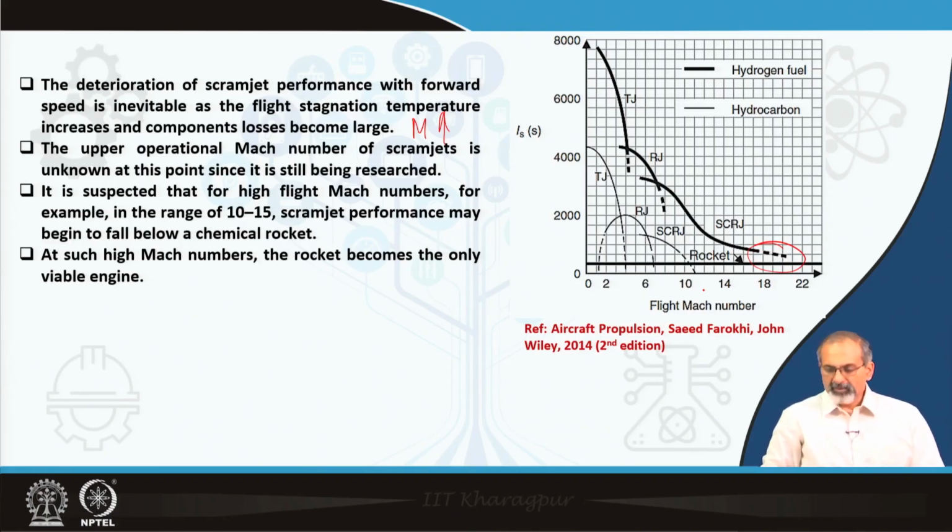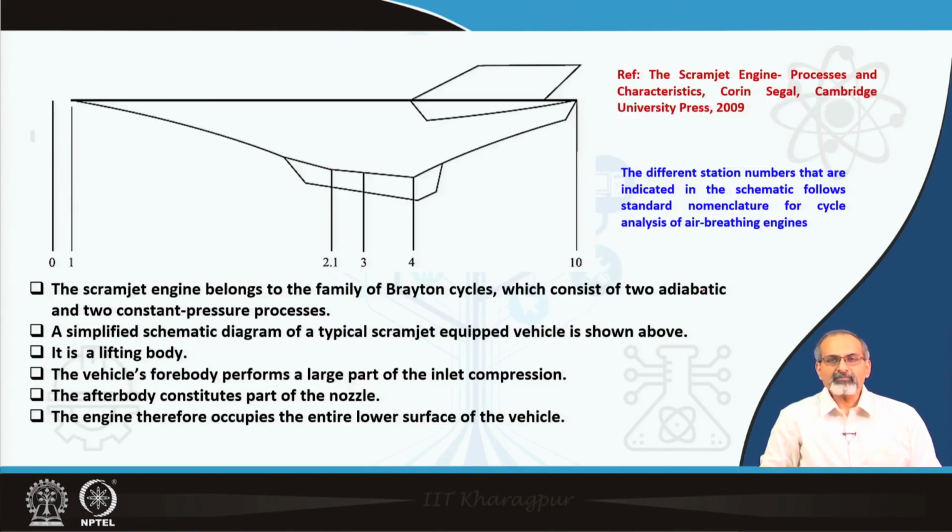So, typically this is the entire range that we are talking about, and then if we want to elaborate a little further on the scramjet engine, this is a very good reference which you can read, and this is typically a sketch taken from that reference with the different station numbers marked with the schematic following standard nomenclature for cycle analysis of air breathing engines.